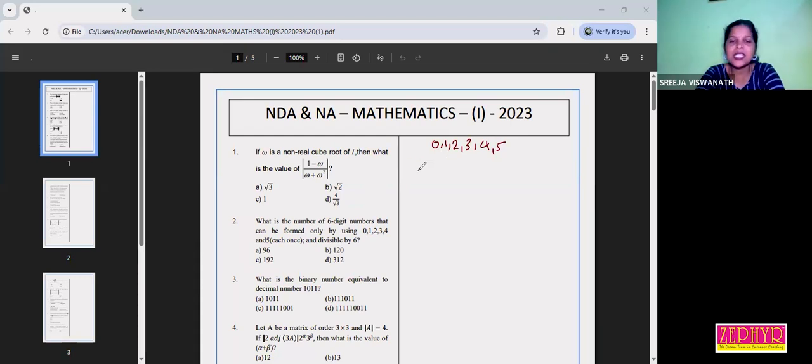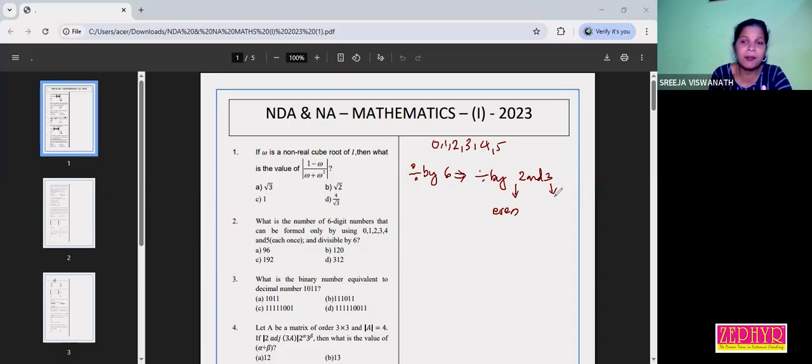What is the number of 6-digit numbers that can be formed only by using 0, 1, 2, 3, 4, 5 and divisible by 6? A number divisible by 6 means the number is divisible by 2 and 3, right? A number divisible by 2 means it is an even number. A number divisible by 3 means the sum of digits is divisible by 3.